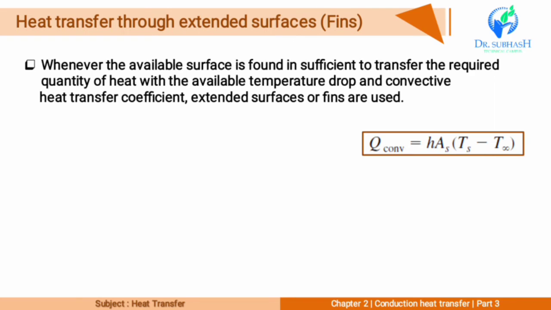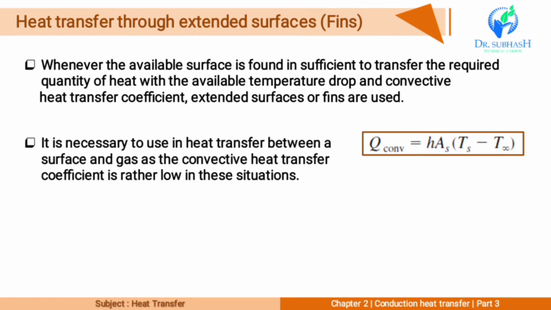So whenever the available surface is found insufficient to transfer the required quantity of heat with the available temperature drop and convective heat transfer coefficient, extended surfaces or fins are used. Fins are made of highly conductive materials like aluminum. It is necessary to use fins in heat transfer between a surface and gas, as the convective heat transfer coefficient is rather low in this situation.